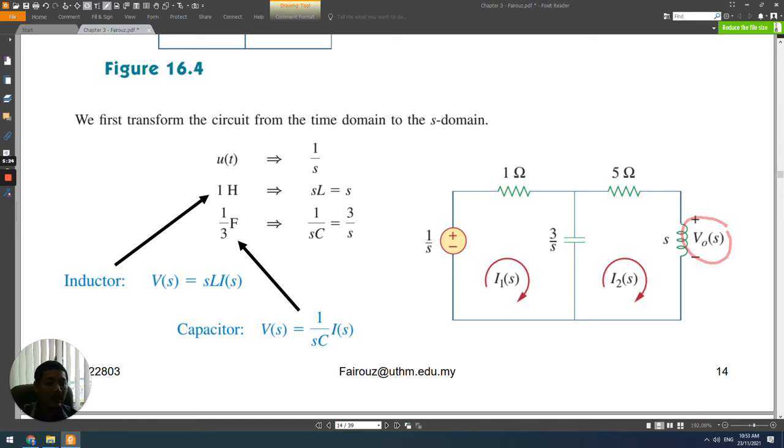In this case we will use the mesh method, where we will have the first mesh I1, and then the second mesh I2 here. If we use the mesh method, then in order to get V out, we can simply multiply I2 with S. The multiplication of I2 and S will give us V out. So we have to find I2 first.